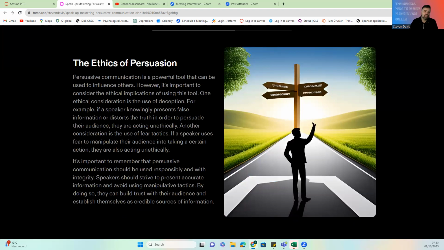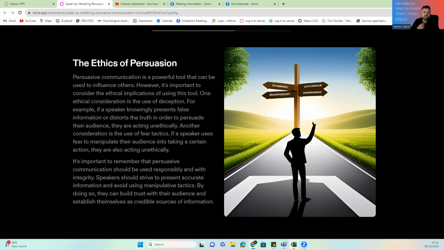Ethics of persuasion. Persuasive communication is a powerful tool and can be used to influence others. However, it's important to consider the ethical implications of using these tools. One ethical consideration is to use truthful information. For example, if a speaker knowingly presents false information or misinformation or distorts the truth in order to persuade their audience, they are acting unethically.